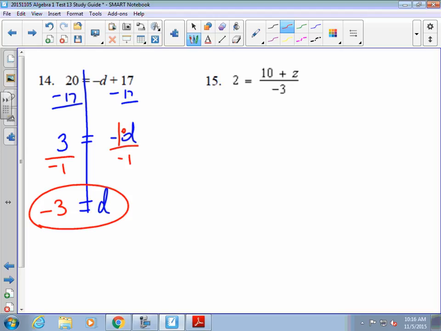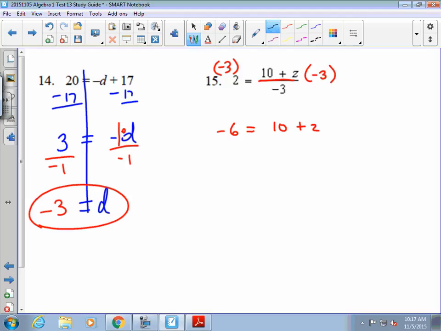You cannot undo plus 10 first for this next one because the division bar acts like a grouping symbol. So you need to undo divide by -3 by multiplying by -3. If you multiply the right, multiply the left. -3 times 2 is -6 is equal to 10 plus z.